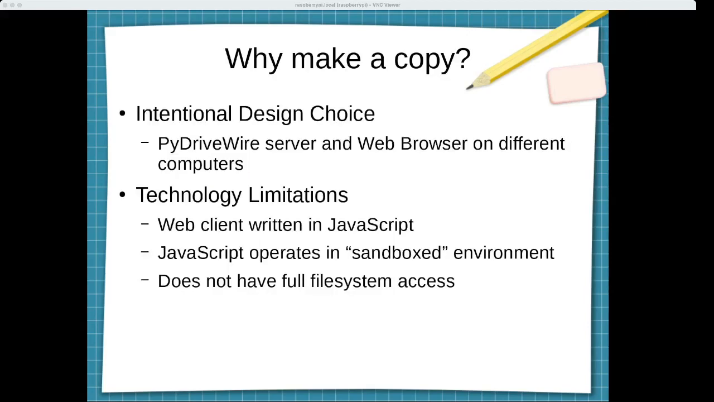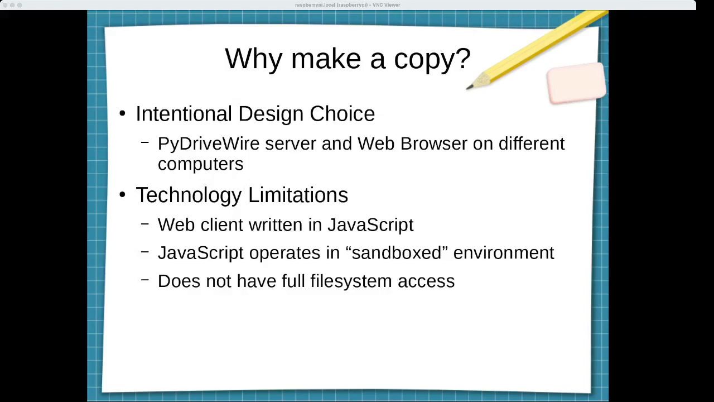So why is it this way? Number one, it's an intentional design choice, as I've stated and repeated multiple times, that the design intention was that this pyDriveWire server and the web browser can run on different computers. And if they can run on different computers, then when you click the choose file button, the only thing that makes sense is to send a copy of the file, not the real one.